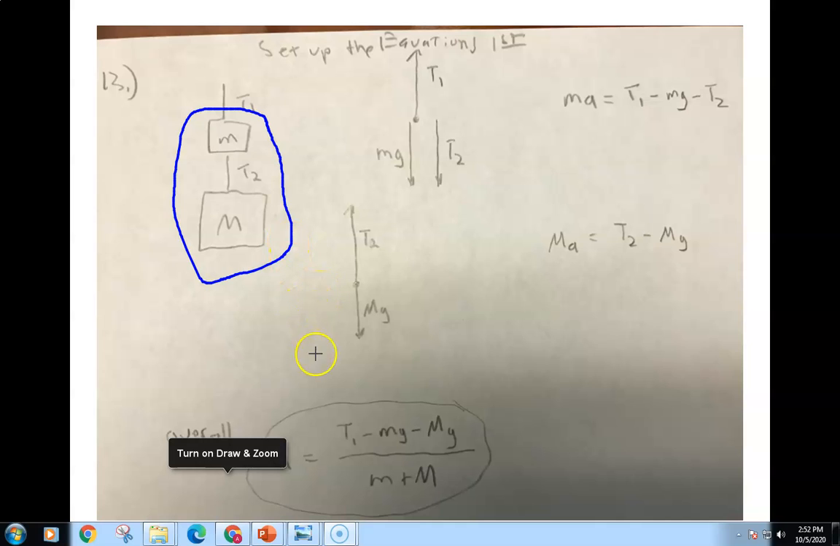So first off, T1, can I ignore T1? No, because it cuts through the box, so I can't ignore that one. That one's up, so it's positive, so we put that one first. Little mg, can I ignore that force? No, I can't. It does cut through the box. It's downward, so we're going to make it negative. Little minus mg. T2, can I ignore T2? Yes, because it doesn't go through the box. It's an internal force.